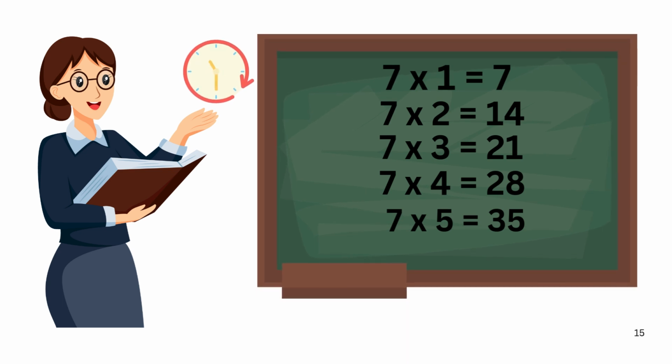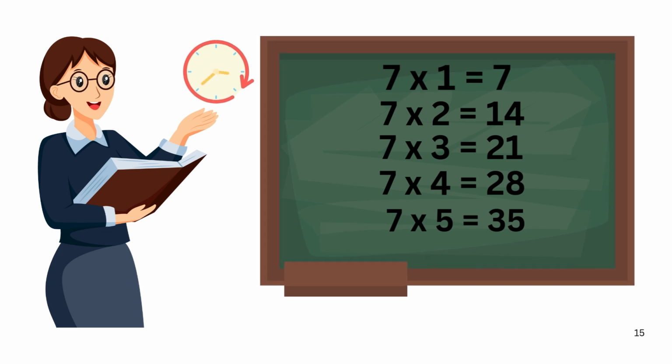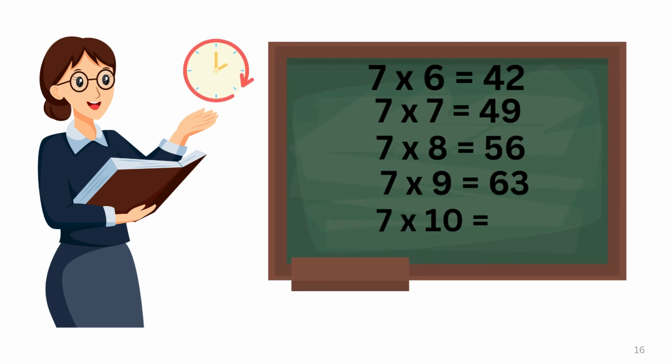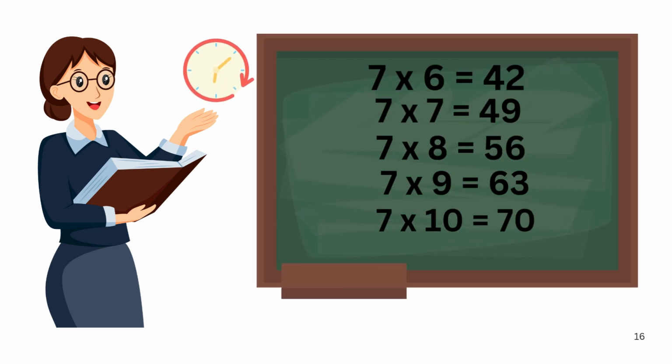7 multiplied by 2 equals 14. 7 multiplied by 3 equals 21. 7 multiplied by 4 equals 28. 7 multiplied by 5 equals 35. 7 multiplied by 6 equals 42.